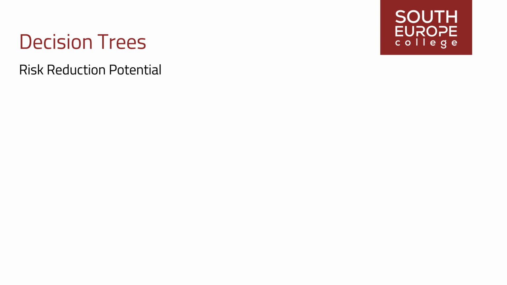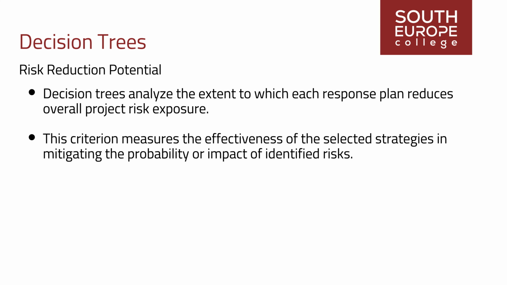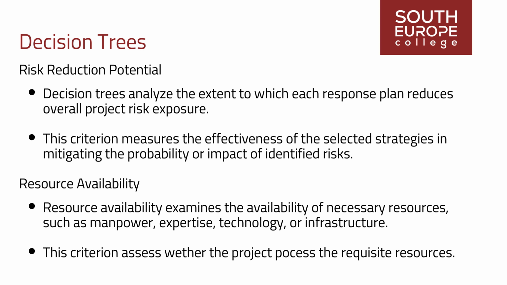Risk reduction potential. Decision trees analyze the extent to which each response plan reduces overall project risk exposure. This criterion measures the effectiveness of the selected strategies in mitigating the probability or impact of identified risks. Response plans that offer substantial risk reduction potential are favored. Resource availability. Resource availability examines the availability of necessary resources, such as manpower, expertise, technology, or infrastructure, required to implement each response plan. This criterion assesses whether the project possesses the requisite resources or if additional investments are necessary to execute the strategy effectively.